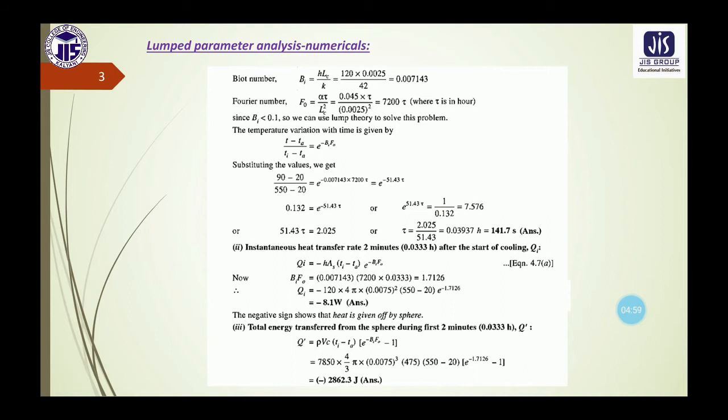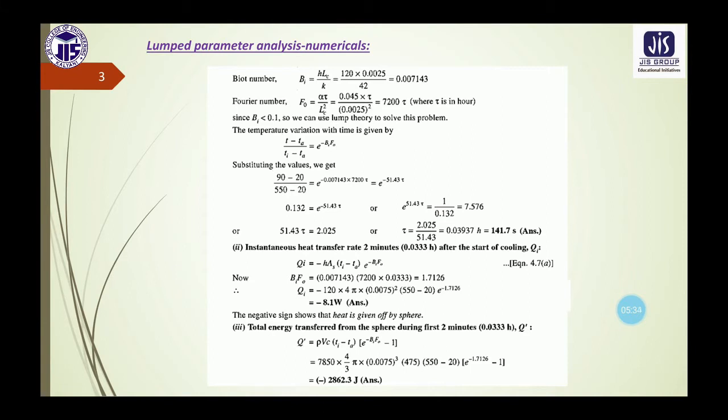Now how to calculate the value of the Fourier number? The formula to calculate the Fourier number is alpha tau by Lc square. The value of alpha, the thermal diffusivity, is given in the numerical, that is 0.045, and tau is the time that we need to calculate for the first part of the numerical, and Lc is the characteristic length which we have calculated just now. So ultimately we get the value of the Fourier number as 7200 tau.